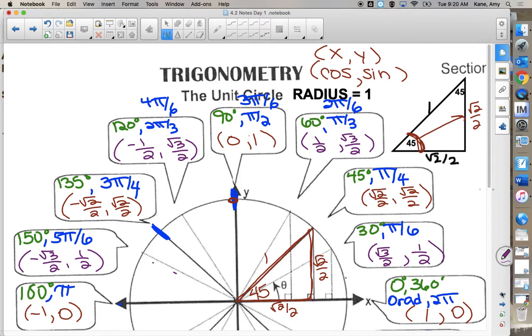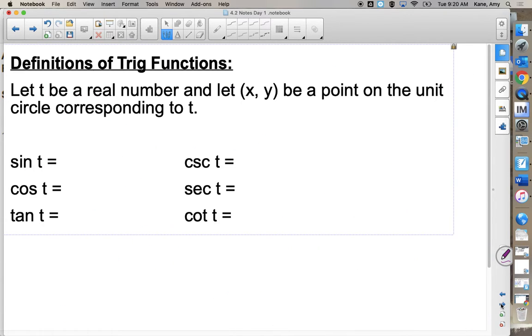So in your packet, I believe if you just look at the next page. What page is that? 8, 9, 13. 13. Okay, 13. Yeah.